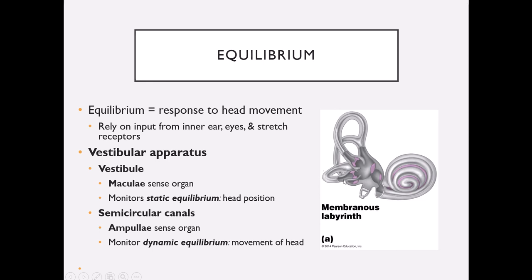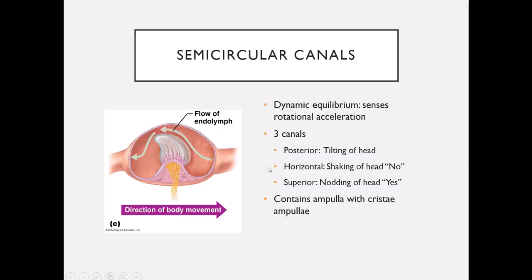They do three different things, right? Whether your head is tilting side to side, whether your head is nodding yes or no, whether your head is shaking back and forth. Each of the different semicircular canals looks at a different kind of rotational movement of your head. The posterior one looks at whether you are tilting your head from side to side. The horizontal one looks at whether you are shaking your head, nodding no. And the superior one looks at nodding yes, bobbing your head up and down. And so that is how equilibrium works. All together, the cochlea and the semicircular canals in the vestibule contain our organs for hearing and balance.